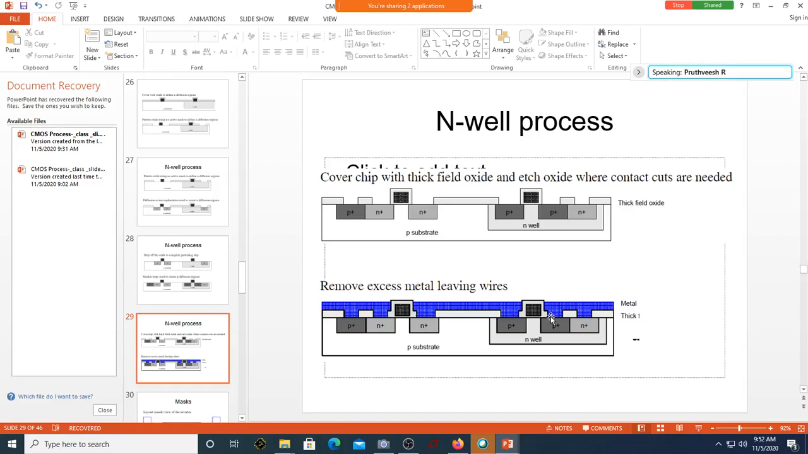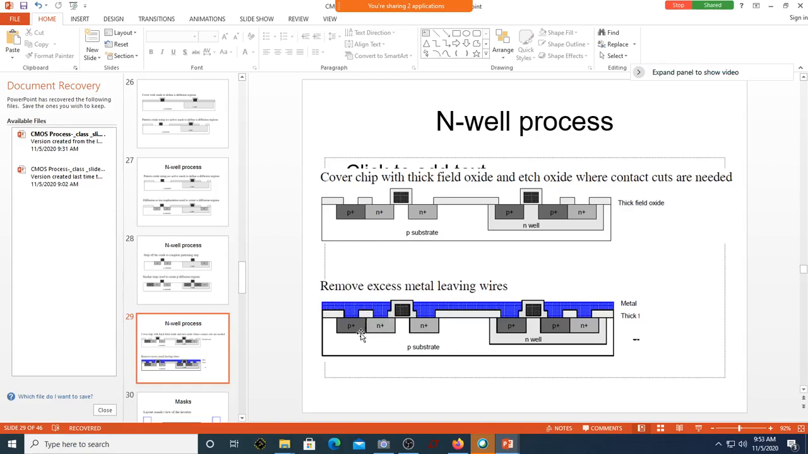Metal. Now you have the slot for making the metal contact. Can you see metal is going here as well as here as well as here, and so on? Just see this, sir. N plus, P plus, N plus are shorted.